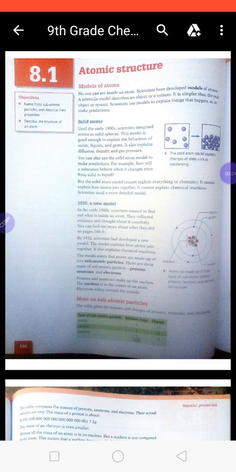Today we are going to talk about the atomic structure. We will describe the structure of an atom today and we will also describe the subatomic particles of an atom. But first, let's jump onto the models presented by the scientists with the passage of time.